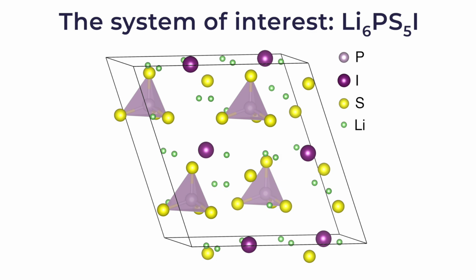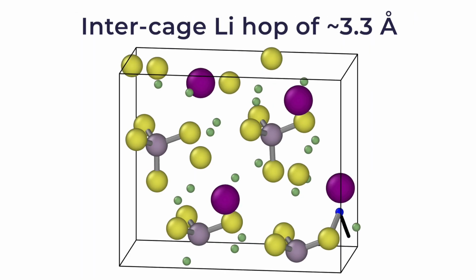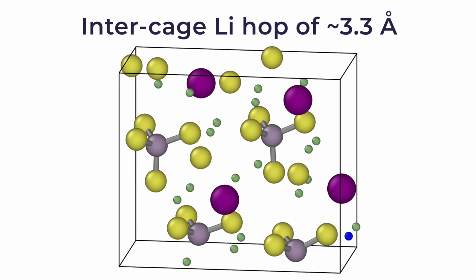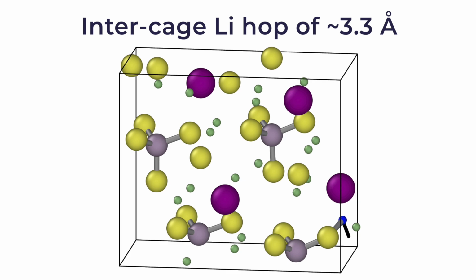And here we have the crystal structure of LiPSI. The purple tetrahedra you see are phosphorus sulfide units, with iodine atoms in purple and sulfur atoms in yellow. The mobile lithium ions are shown as small green spheres, and what we want to understand is how these lithium ions move through the structure. Specifically, we will look at one particular hop where a lithium ion jumps between two sites separated by about 3.3 angstroms. Understanding the energy for this process tells us how easily lithium can move through this material.